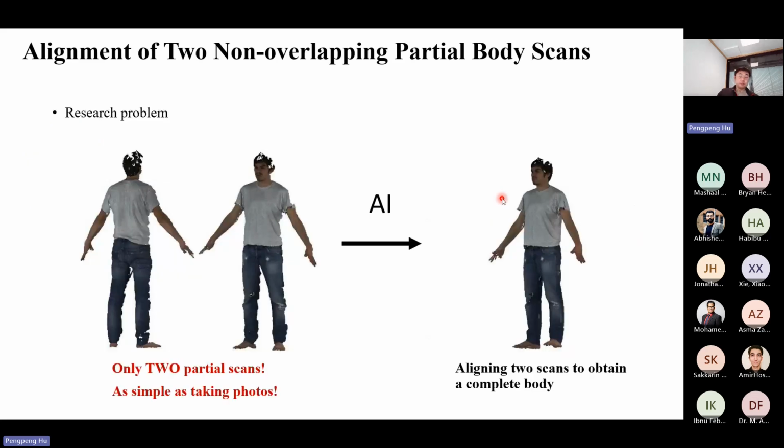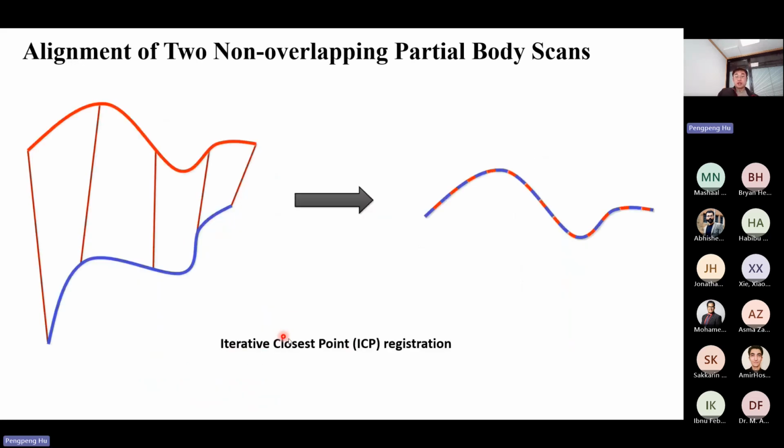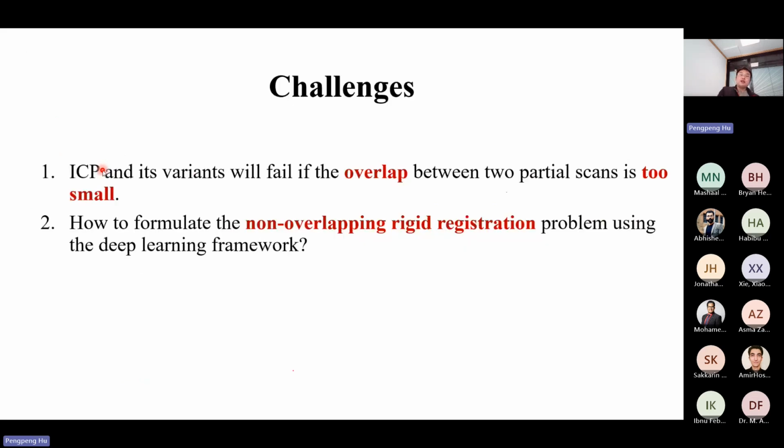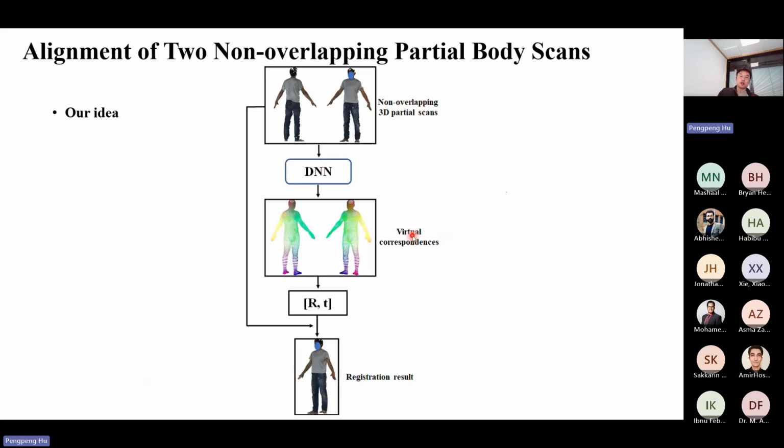But let's come back. Our data types: we have the captured data from front view and back view. Unfortunately, we have zero overlap. So we have to say that ICP fails because we don't have such correspondence. So how can we address this problem? If we don't have any overlap, then we propose the virtual correspondence.